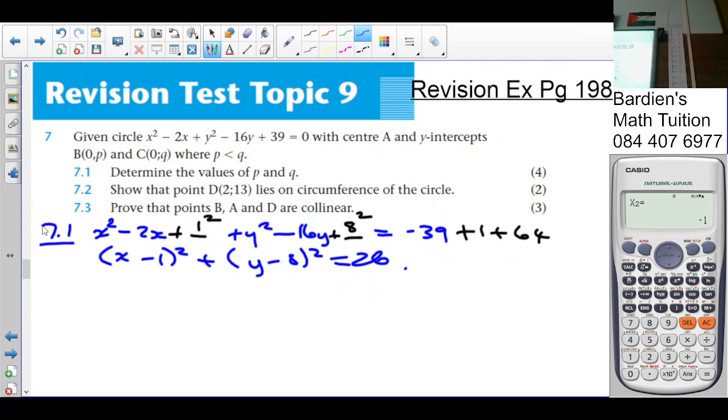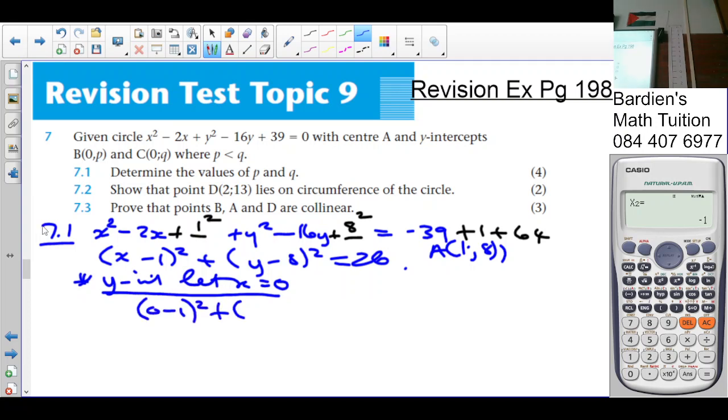Okay, given a circle with center A, the coordinates of A is going to be (1, 8). And the y-intercepts are at those values. So how do you work out the y-intercept? For the y-intercept, let x equal to 0. So if x equals 0, you'll have (0 minus 1) squared plus (y minus 8) squared is equal to 26. That will give you 1. You take 1 over, becomes minus 1, which gives you 25.